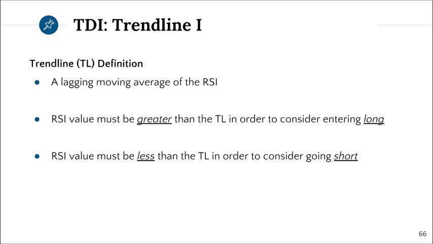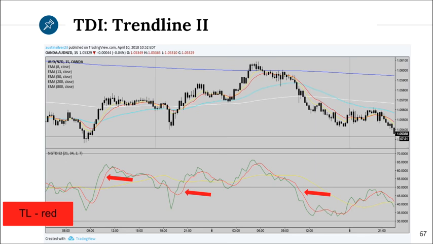And inversely, the RSI must be less than the red line. The value must be less than the trend line's value in order to consider going short. So the RSI must be under the red line in order to consider going short. Now, it's not that simple. We have to add all the other parameters in. Again, I'm not trying to oversimplify it, but I want you to understand what it is piece by piece.